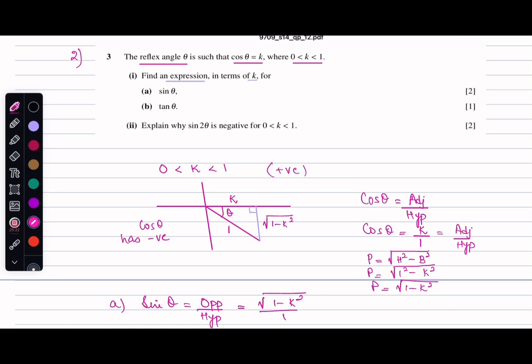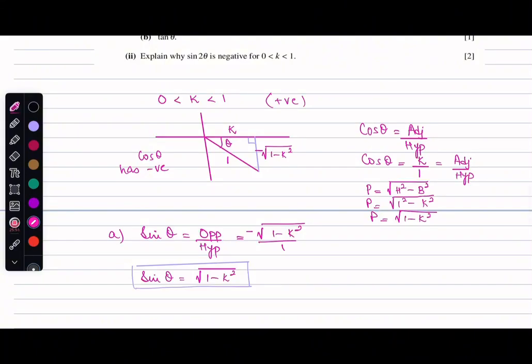After doing all this simple working, part A says find an expression in terms of k for sine theta. We have made this triangle in the fourth quadrant, and we know that in the fourth quadrant sine theta has to have a negative value. That is because my perpendicular should have a negative sign, as it is towards the negative y axis. So sine theta equals opposite over hypotenuse, which equals negative square root of 1 minus k square divided by 1, or sine theta equals negative square root of 1 minus k square.